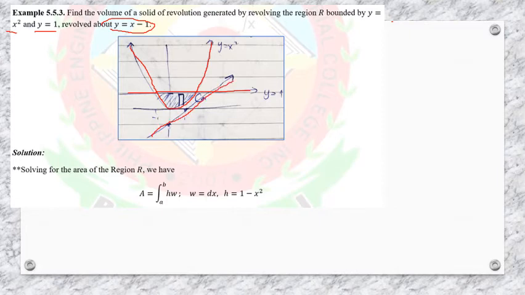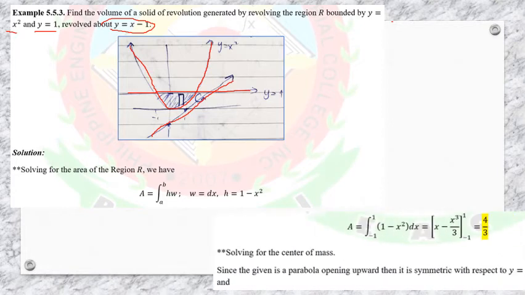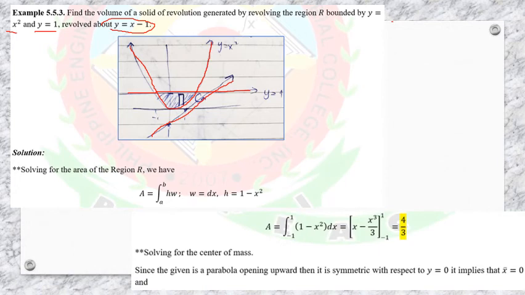Okay, solving for the area of the region R. So, we have A is equal to the integral of HW integrated from a to b. Okay, so which means, eto yung hahanapan natin ng area rather.